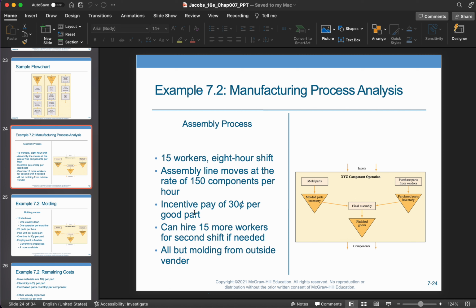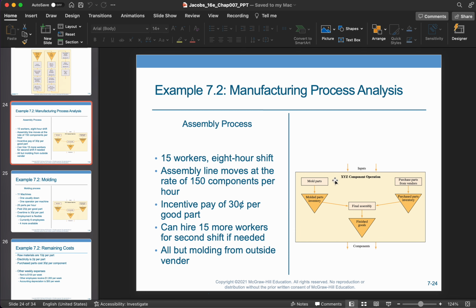Now, we will talk about some of the costs, but we'll get back to the costs later. The workers are paid an incentive pay of 30 cents for every good part they make. There is an option of running a second shift of 15 more workers, but we'll come back to that option later. Right now, we'll just look at one 8-hour shift of 15 workers. Everything but molding is from an outside vendor, so this part of the process is not under our control. We're just buying those parts. So that's the assembly portion.